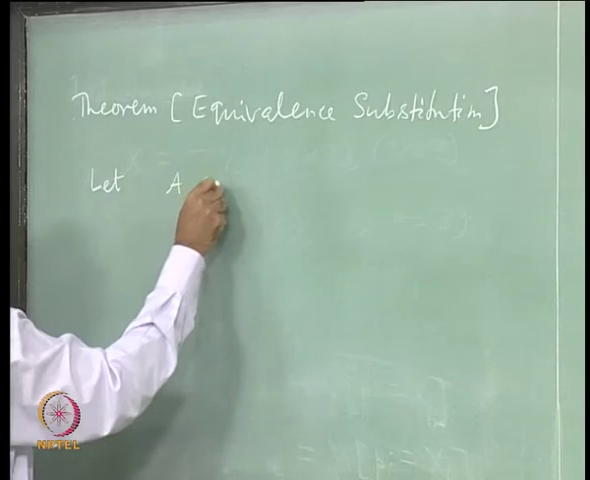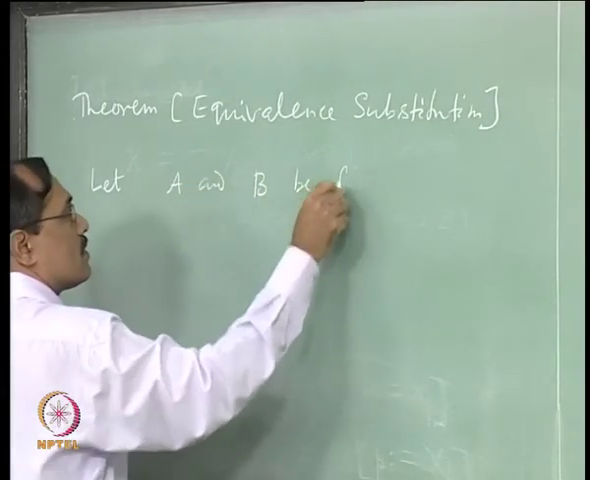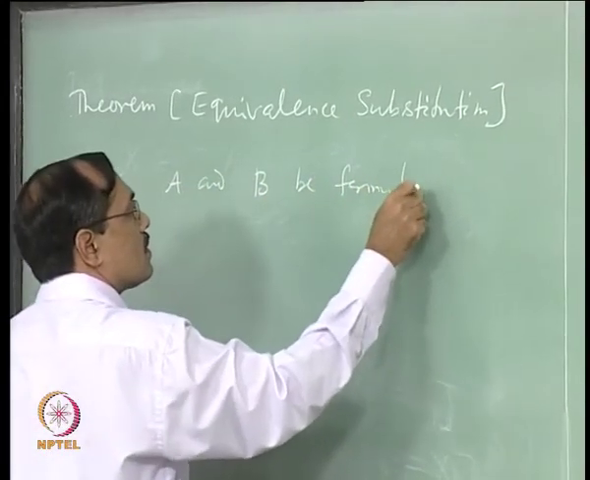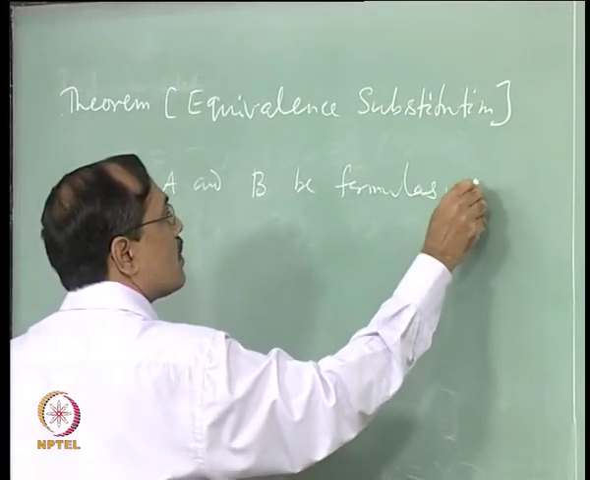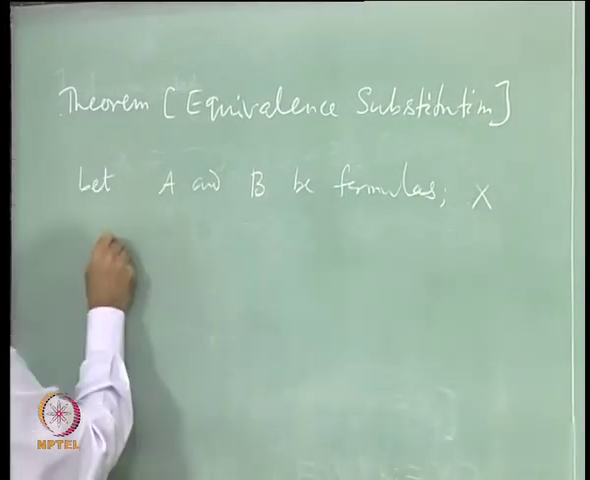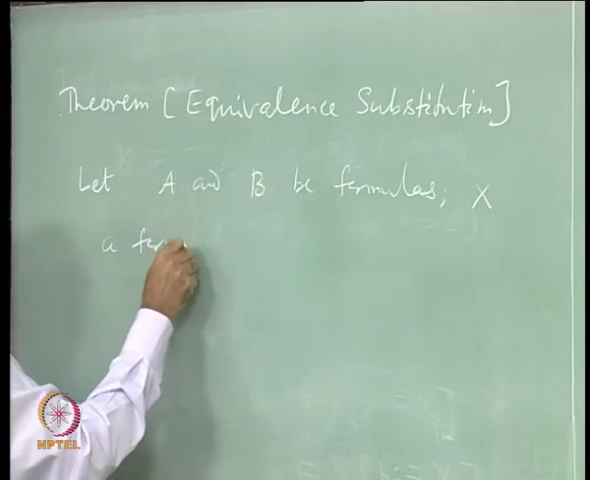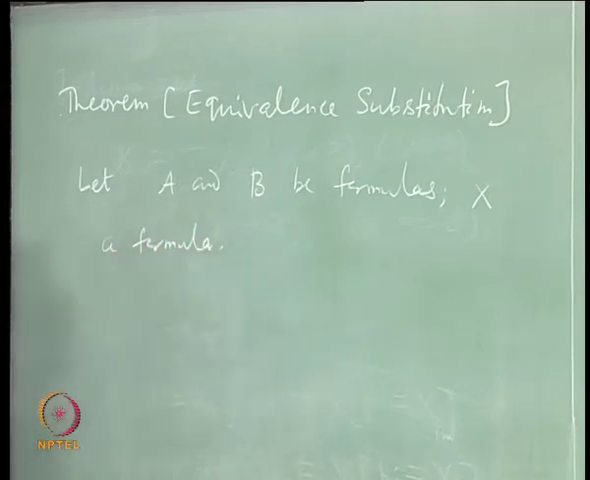Let A and B be formulas, X a formula. So, what we want to say is that if A is equivalent to B, then in X you replace these occurrences of A and B, right. You should end with some equivalent formula, that is what it says.